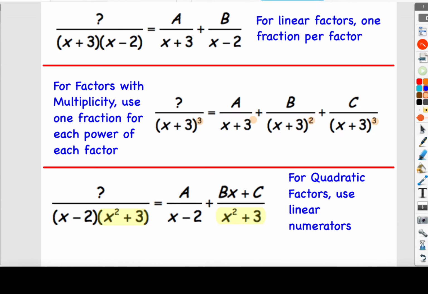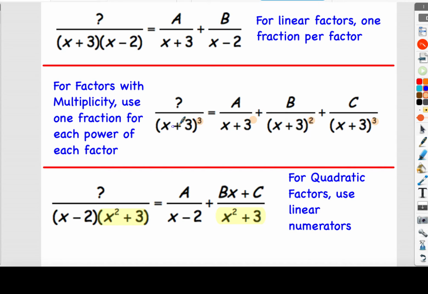Now that's described a little bit better here on this next page. First of all, if you have a very basic problem, we have a simple denominator that got split up into an x plus 3 and x minus 2. What I'm going to do is set up an equation where one of my fractions is a over x plus 3 and b over x minus 2. And my goal really is going to be to figure out what are a and b.